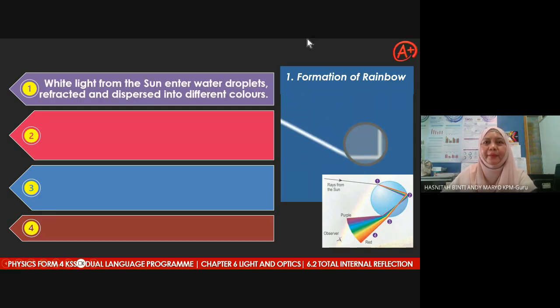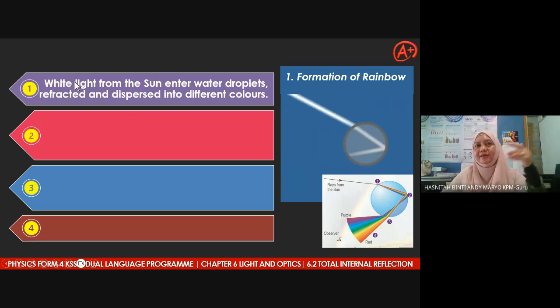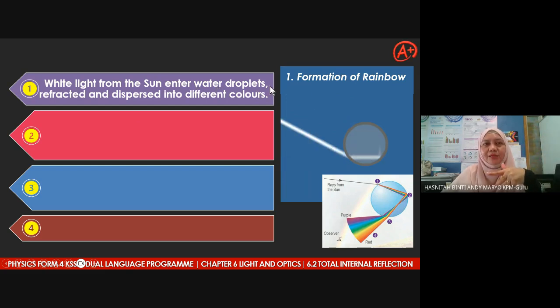So how does a rainbow form? First, white light from the sun, visible light, enters the water droplets.